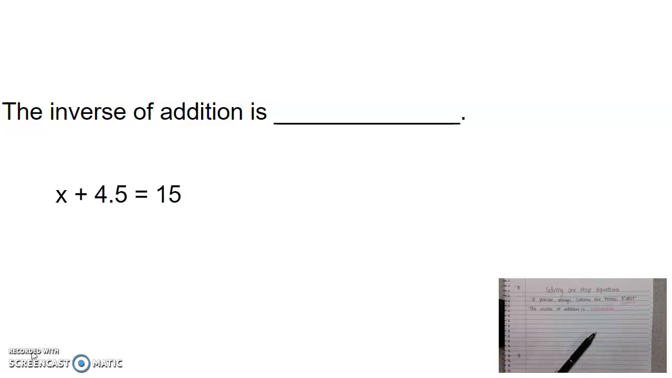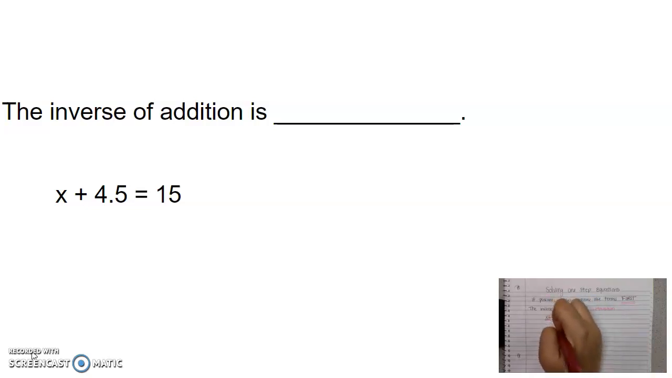So in our first problem, x plus 4.5 equals 15. We're trying to get our x over here all by itself. So we need to do the opposite of this, which means we're going to subtract 4.5. If we do it on one side of the equal sign, we're going to go ahead and do it on the other side of the equal sign as well.